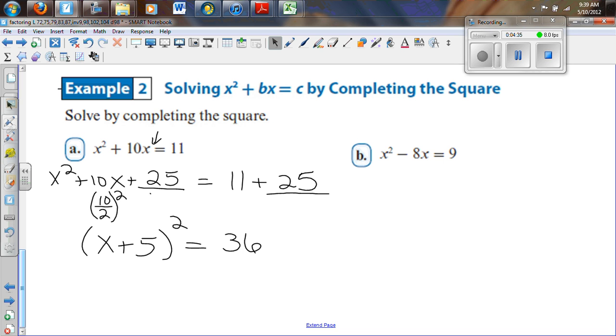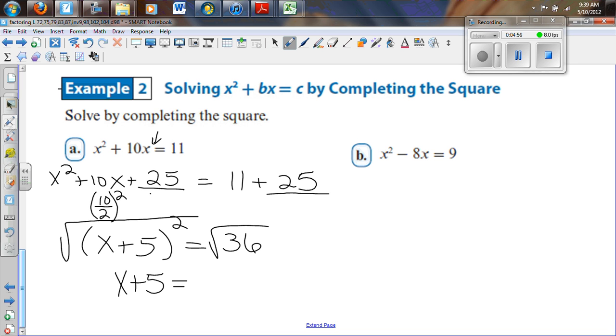Now, how do we solve this? Well, this you should recognize from the last lesson we did as a squared problem. So what happens if we take the square root of x plus 5 squared? Well, that gives us x plus 5. And x plus 5 equals the square root of 36.